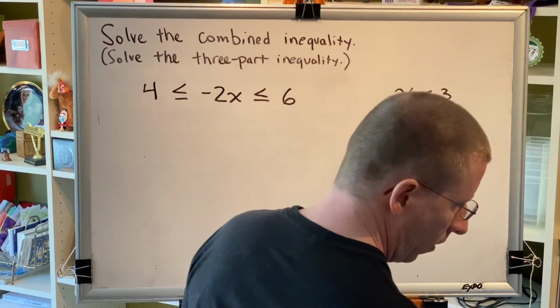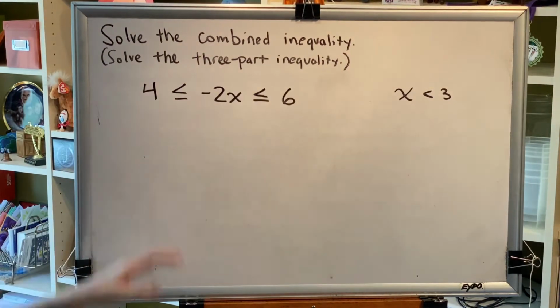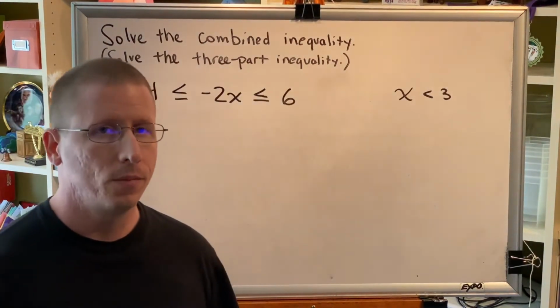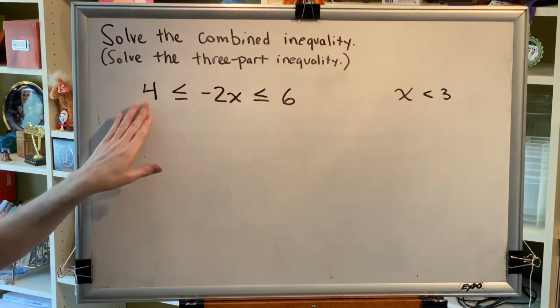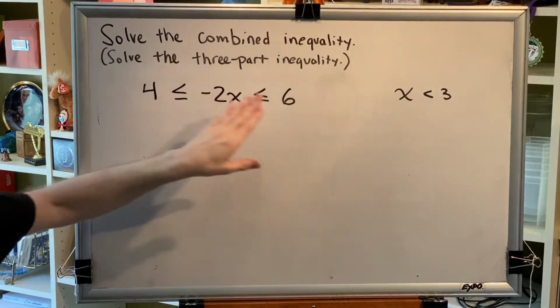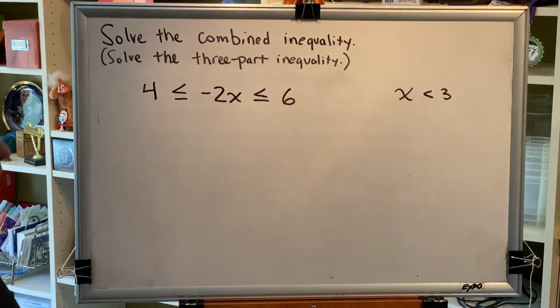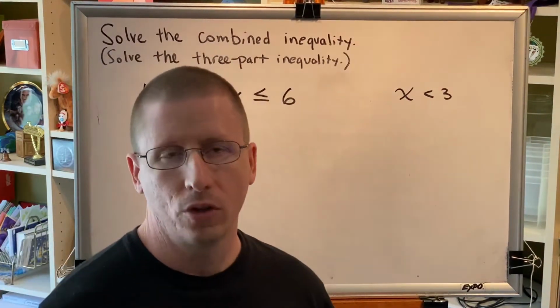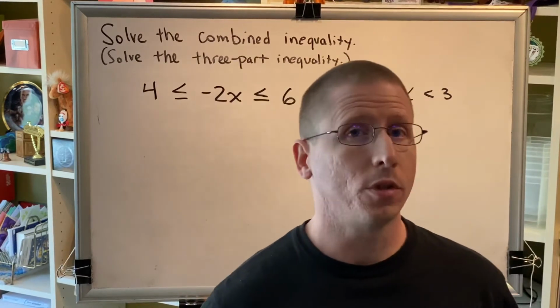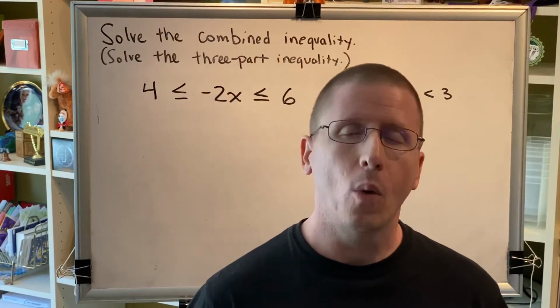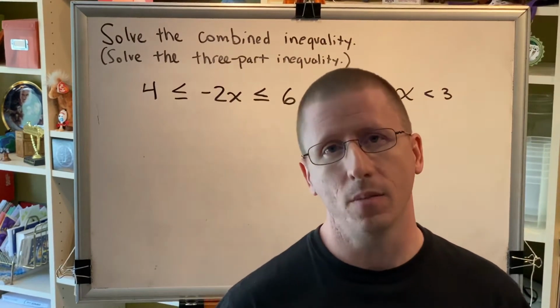Now, there's an important characteristic of three-part inequalities that I have not shared with you yet, which would be that the smallest number has to be on the left, the largest number has to be on the right, and both of these symbols have to be less than type symbols. They can be less than or equal to in any combination, but they both must be less than symbols.